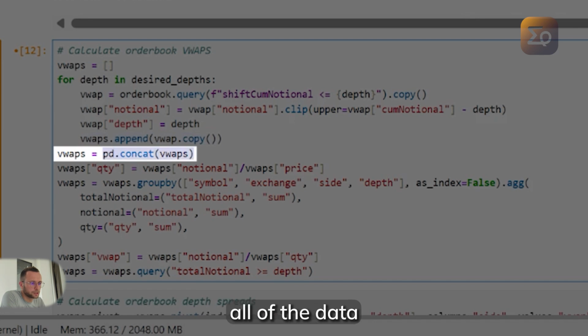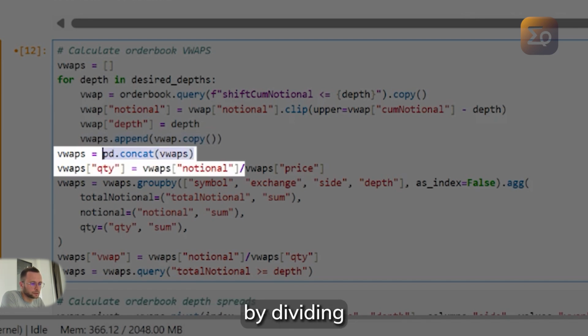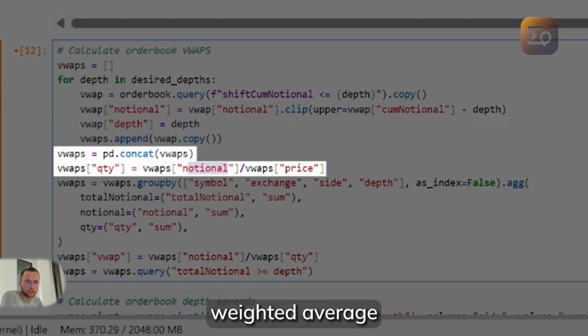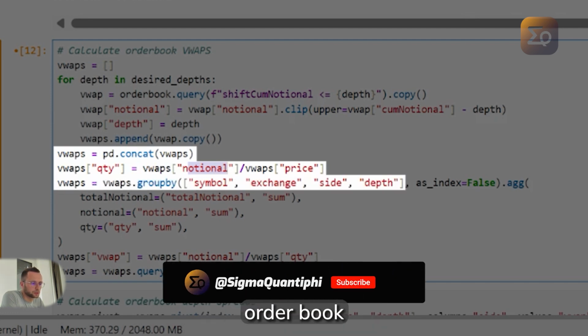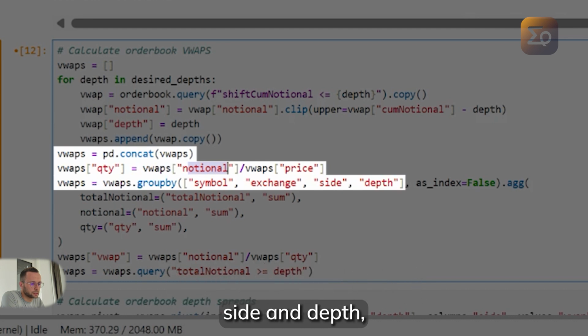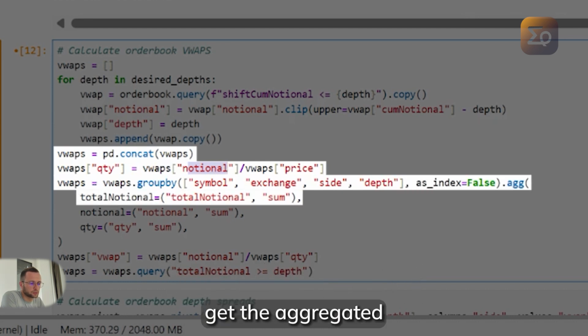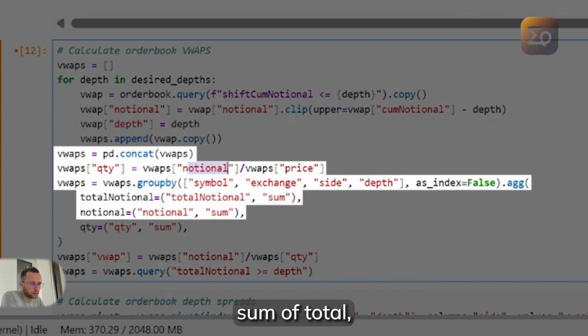We combine all of the data frames into one. We recompute the quantity by dividing the notional by the price. And to get the final volume weighted average price of the order book at a specific depth on each side, what we do is we group by our order book by symbol, exchange, side, and depth, and we get the aggregated sum of total notional and quantity.